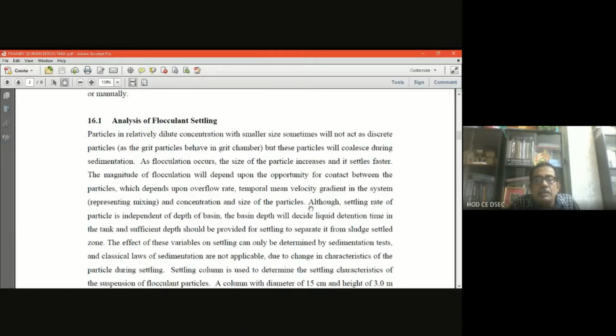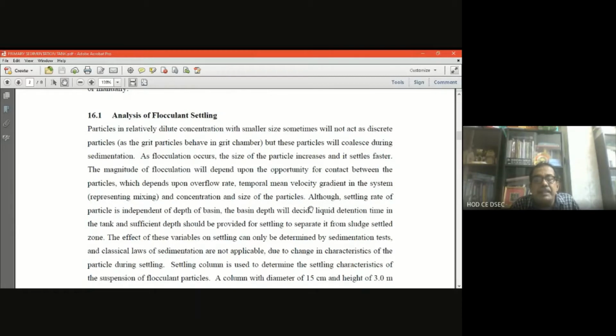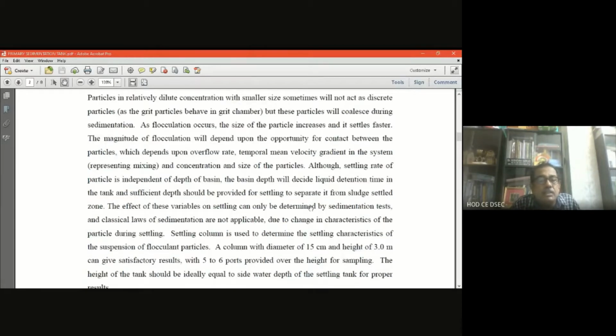So the depth will decide the liquid detention time in the tank, and sufficient depth should be provided for settling to separate it from the sludge settled zone. So this is the theory part I have just told you regarding the detention time and how it is related to the depth of the water.